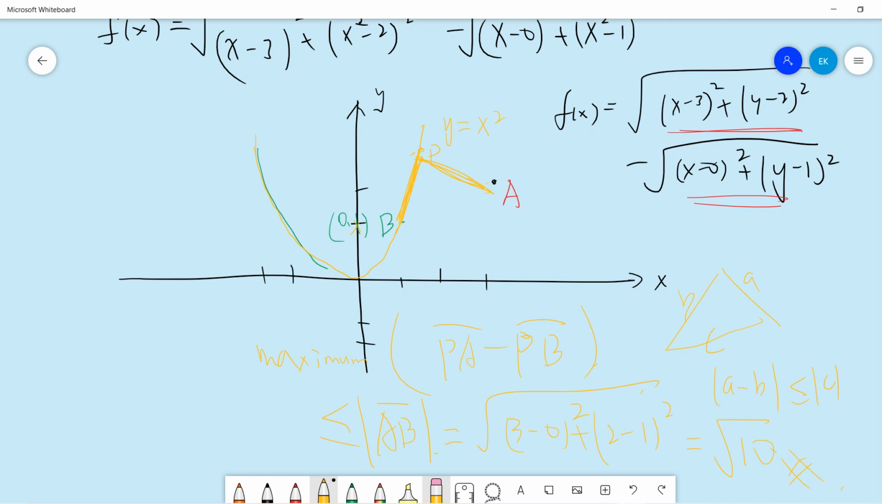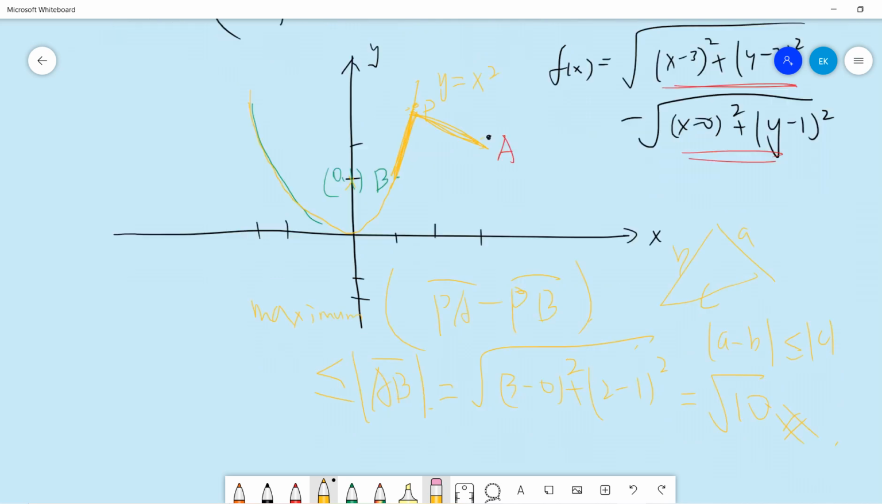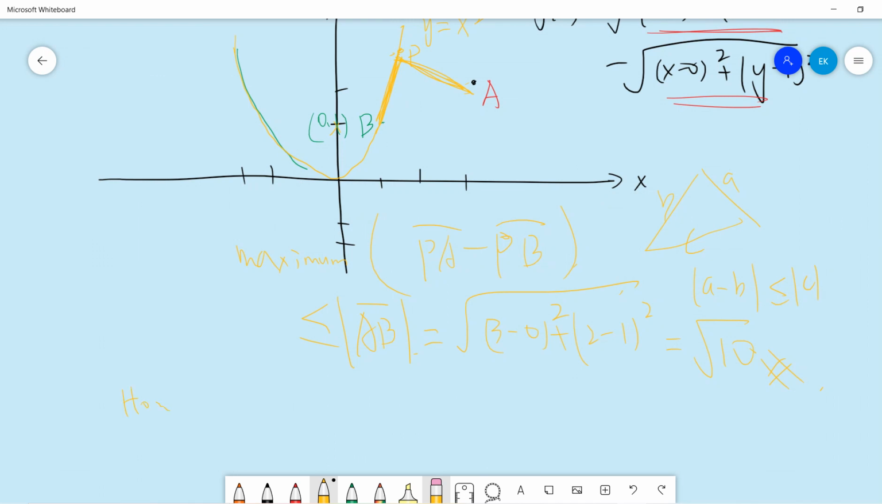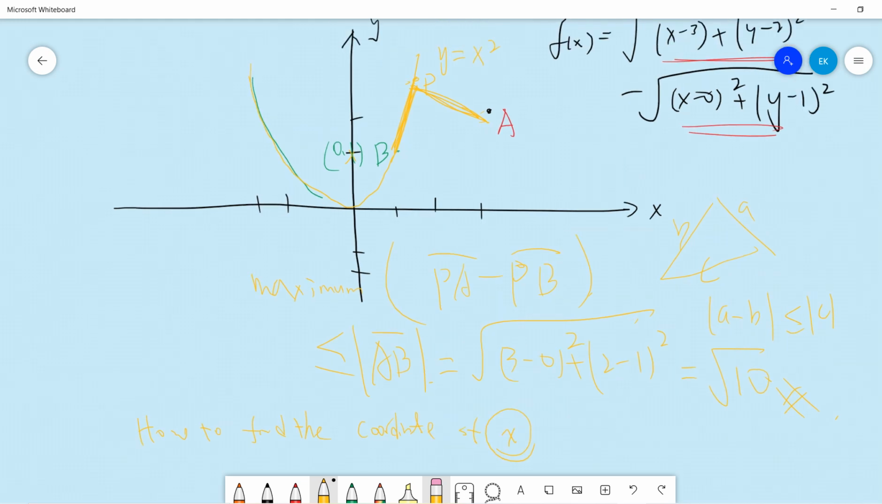But you might think, this is the answer, but how can you find the exact coordinates? So the next question is how to actually find the coordinate of x. This is very easy, so I should leave it as an exercise. If you pick P here, it should be easy to see that this P is what you need.